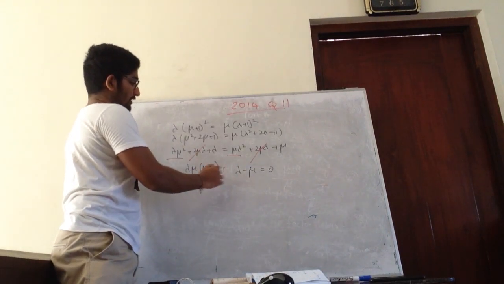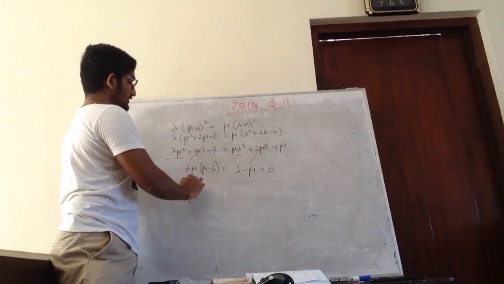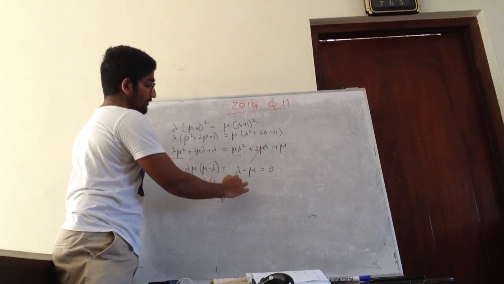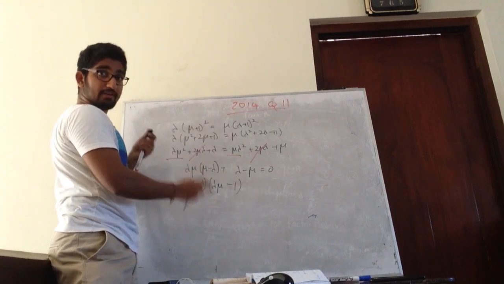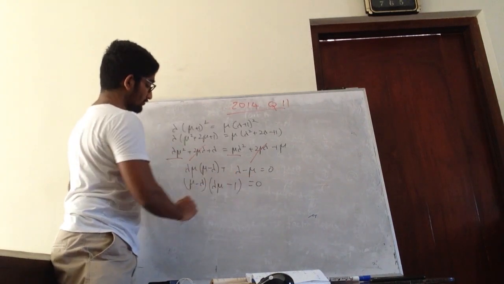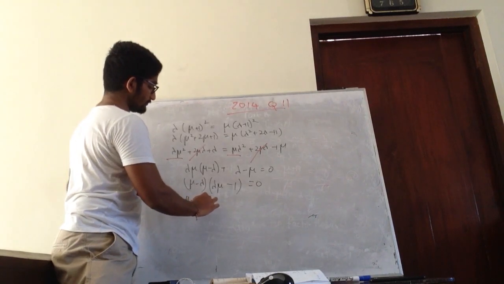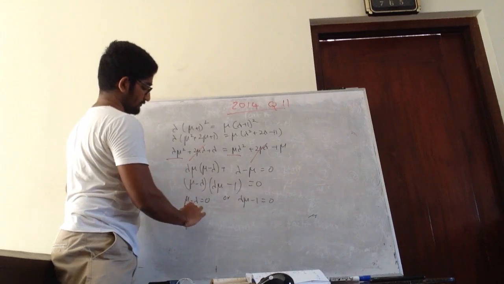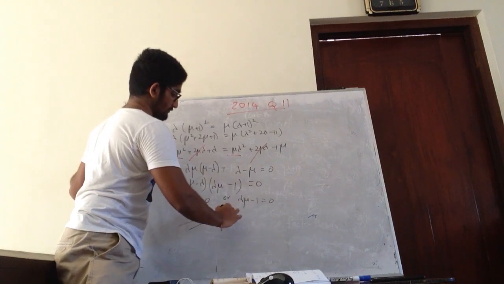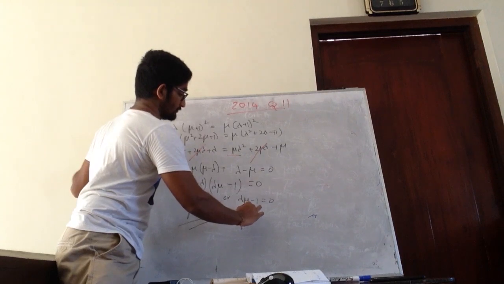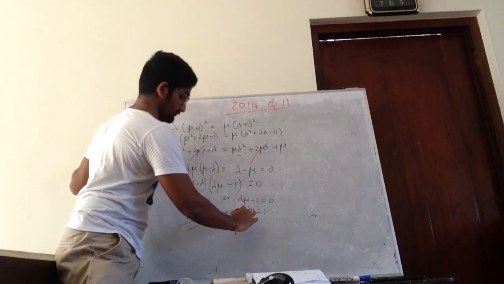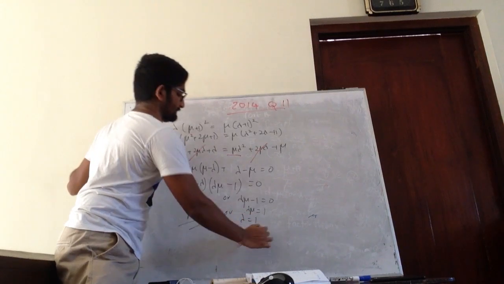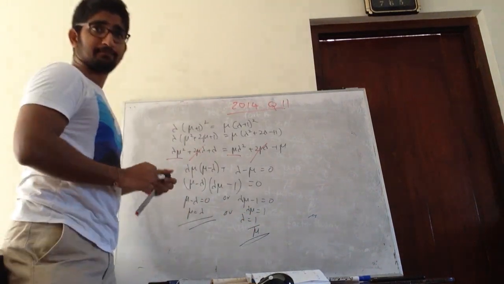right? So then I'm going to take this mu minus lambda as common factor. So that's going to be mu lambda minus 1, which is basically the other way around of this. This is 0. So here you will get lambda equals mu or lambda equals 1 over mu, right?